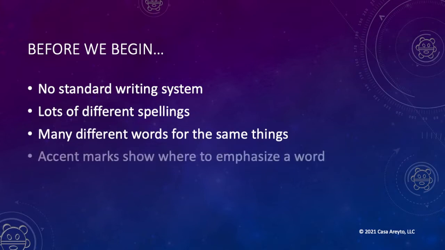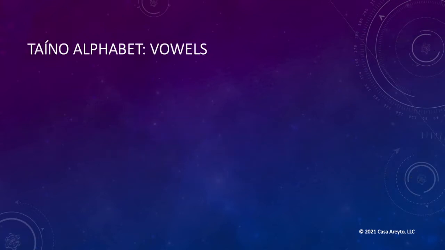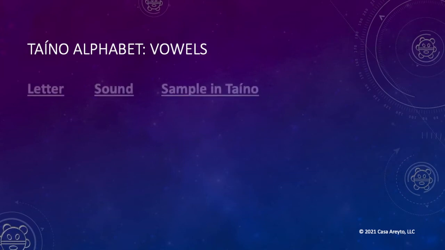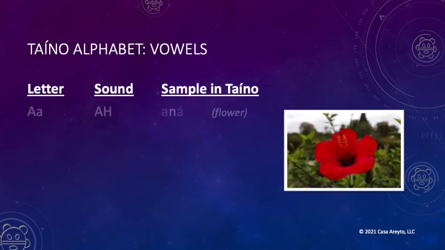Another thing you may notice as we're studying Taíno is you'll see some accent marks on vowels, and that's going to show you where you should emphasize a word. So let's start with the vowels. The letter A in Taíno makes the A sound, as in the word ana, which means flower. And if you're a history buff and you know something about the Dominican Republic, you know that there was a famous chiefess named Ana Gaona, and that means golden flower.